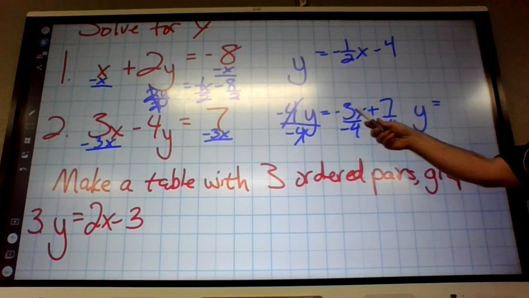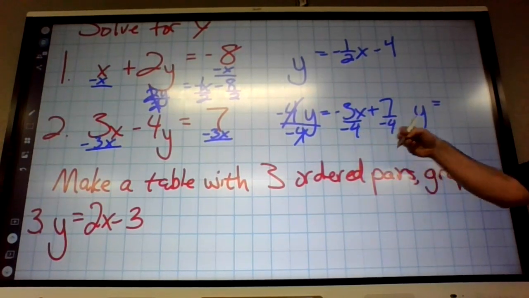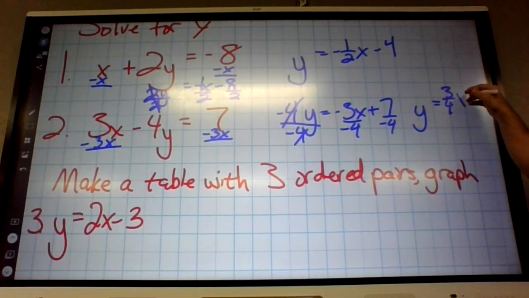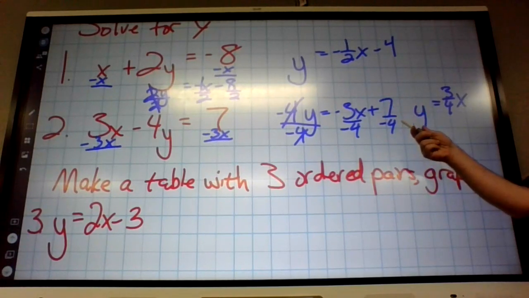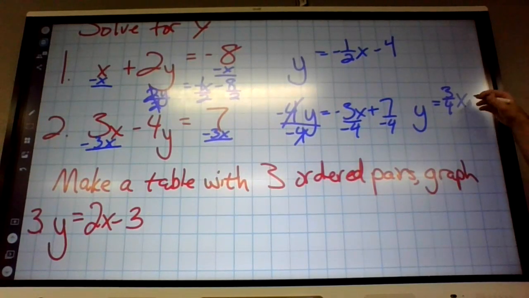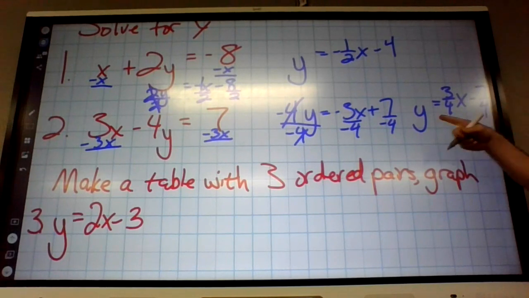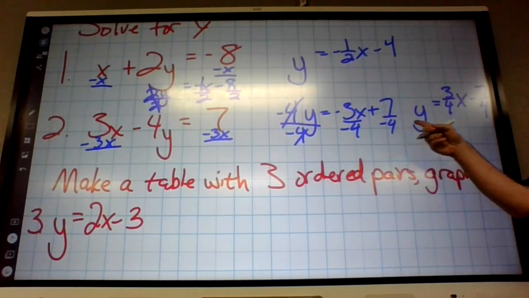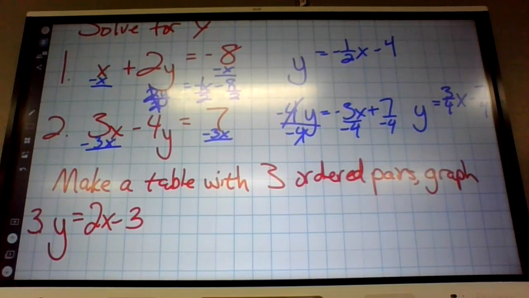So, what is -3x divided by -4? +3/4x. 7 divided by -4? -7/4. This one doesn't divide well, so you just kind of leave it alone. Okay.